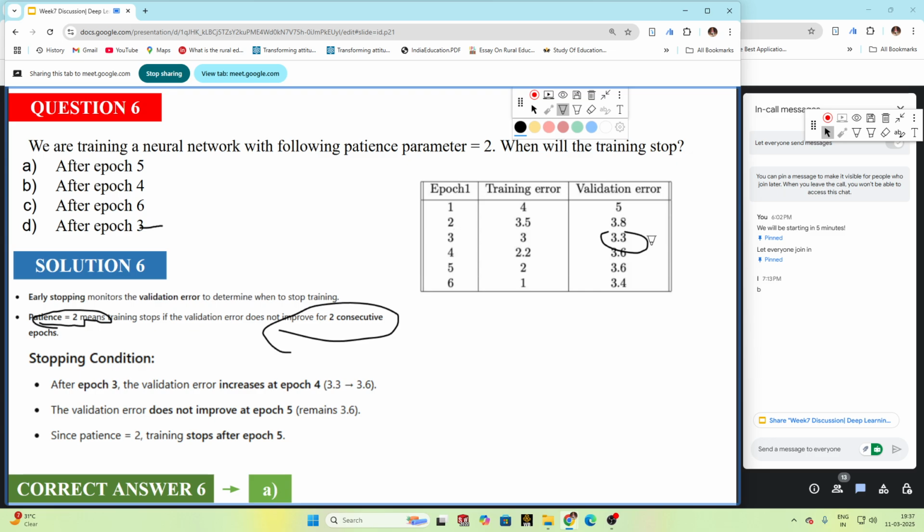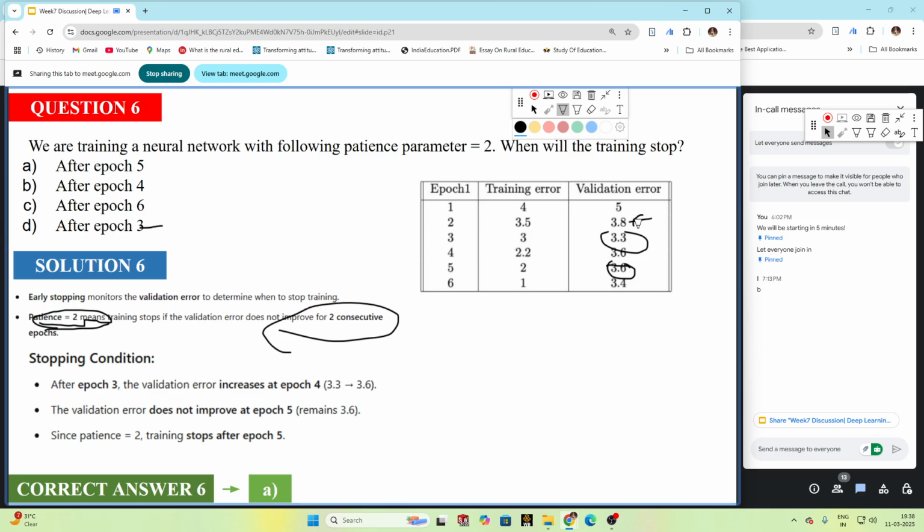Now if you are telling epoch 3, after epoch 3 the validation error increases from 3.3 to 3.6. After epoch 5 the validation error does not improve, that is, it remains 3.6 or it is lesser than 3.6. So since the patience is 2, the training stops after 5. So why is it not after epoch 3? At epoch 3 the validation loss is increasing, but as your patience is 2, you have to check for two consecutive steps.